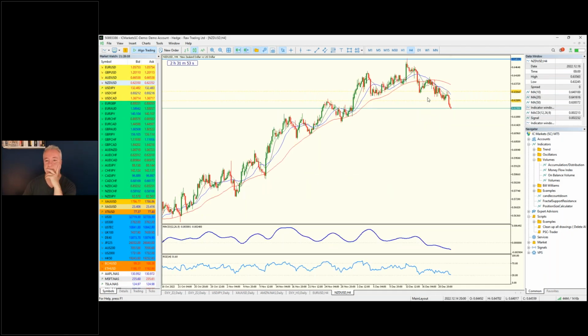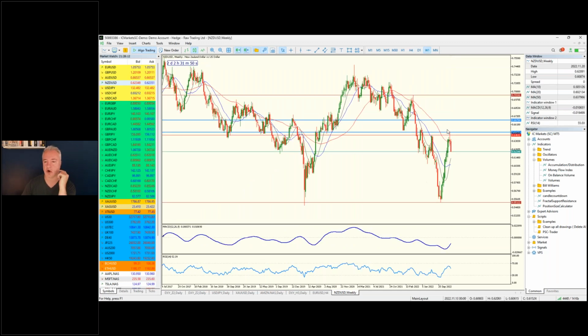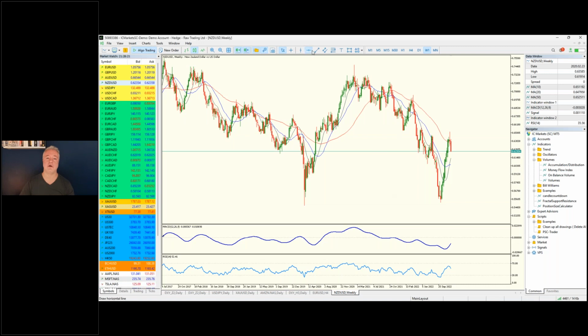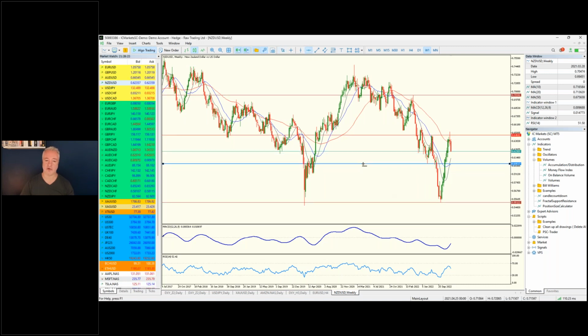Here's Kiwi dollar. So look at Kiwi dollar. Look at that. That's great because you can see that strong rejection. It's a double top. So there's the previous high, there's a rejection. That's pretty good. I think you've got a good chance of this going down to at least there, if not further. So we might have you getting down to about there.